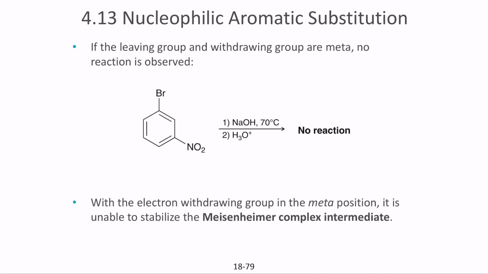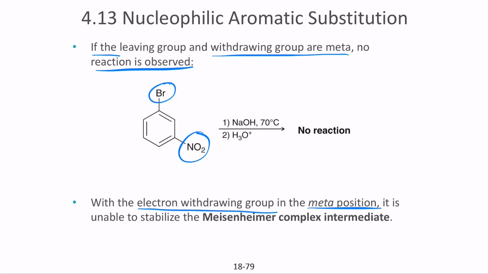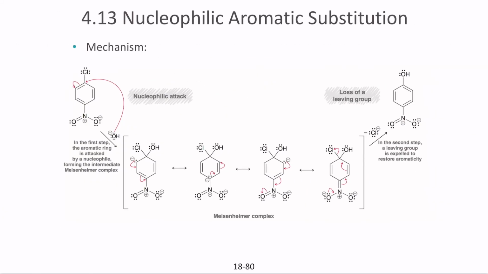Now, let's take a simple example of this. If the leaving group and the withdrawing group are meta, then there is no reaction that's going to be observed. So remember that they should be ortho or para. So that's when the reaction will occur. If it is in meta position, the reaction will not occur. So with the electron withdrawing group in the meta position, it is unable to stabilize the Meisenheimer complex intermediate. So the Meisenheimer complex intermediate is the sigma complex basically.